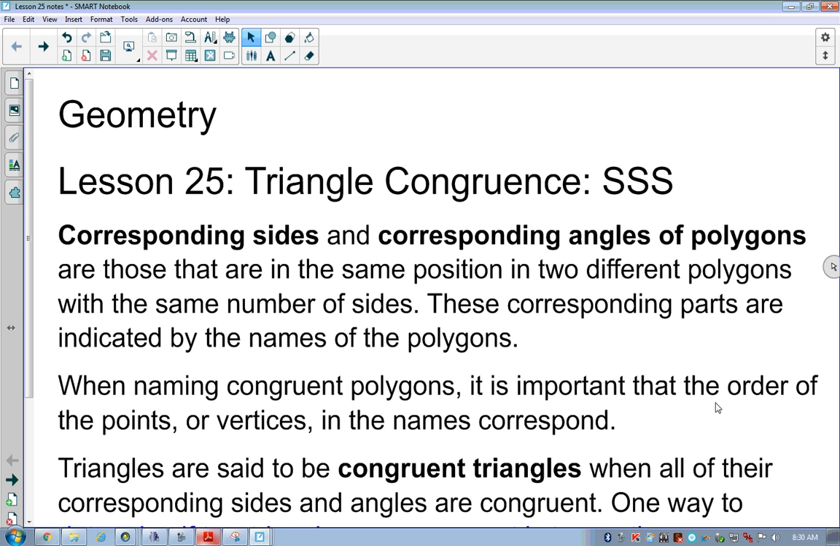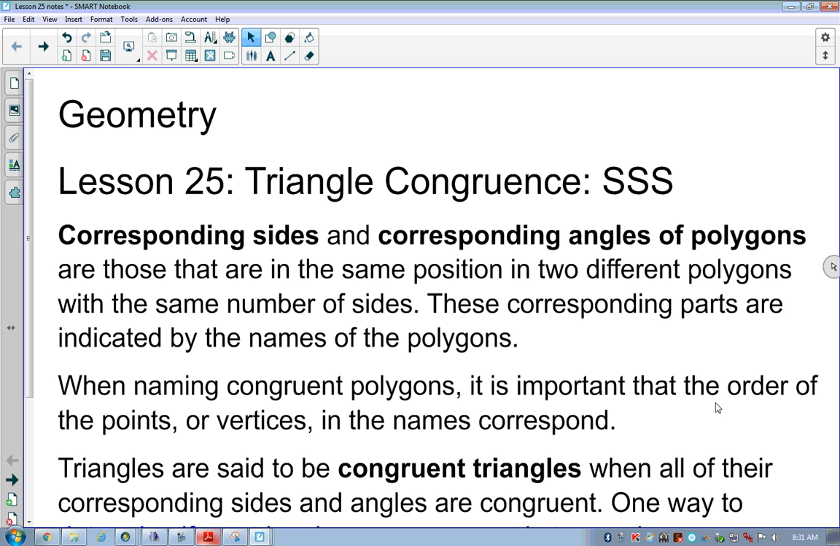Same what? Same size and same shape. And so in addition to that, we know that the corresponding angles are congruent and the corresponding sides are congruent, correct? But we don't always have all the information, and we really don't need all of the information.